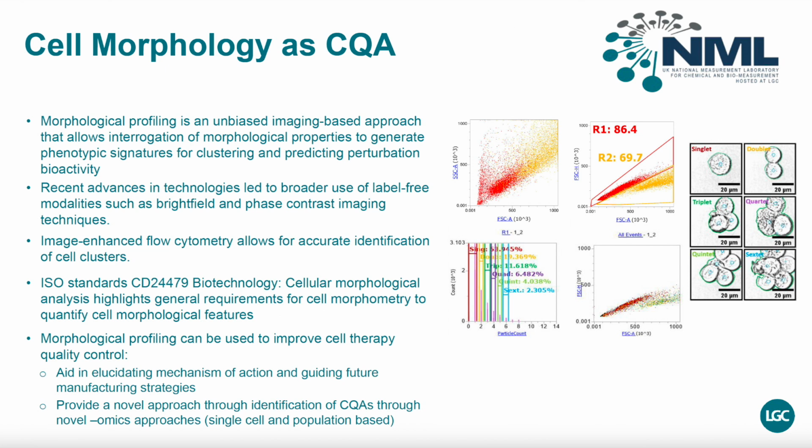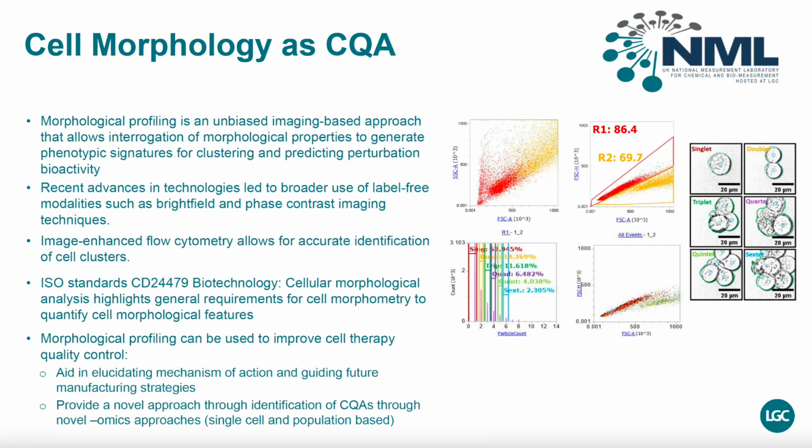So morphological profiling, as Megan mentioned, is an unbiased imaging-based approach that allows us to interrogate physical characteristics of cells. This can be shape, size, and texture to generate these unique phenotypic signatures. So these signatures can then be used to cluster cell populations and predict bioactivity in response to perturbations. So particularly valuable in ATMP production, where understanding these subtle changes in cell phenotype can actually be quite critical in ensuring product consistency and safety.